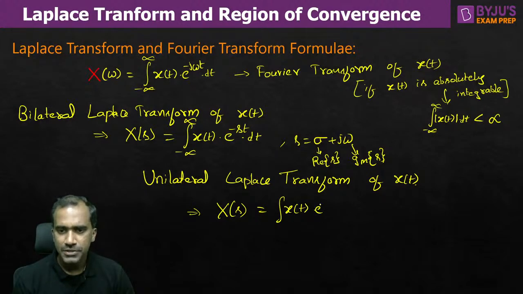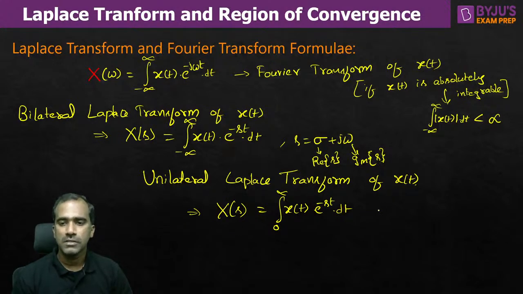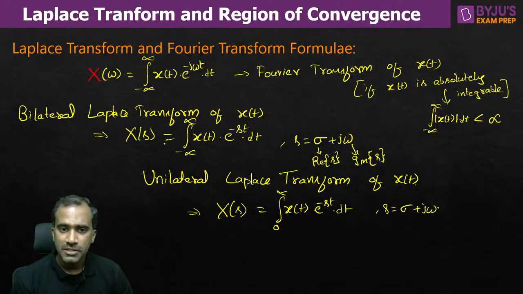Only one change in the formula between unilateral and bilateral Laplace transform. There's only one small change. Upper limit is same, but the lower limit is 0. What is the meaning of this? And here also s is sigma plus j omega. Understand this carefully. What is the difference? The lower limit is different.